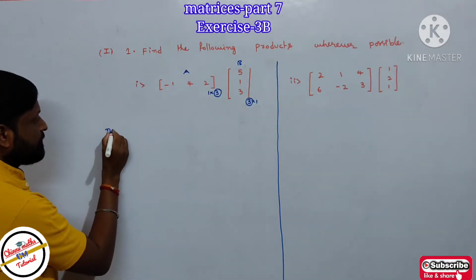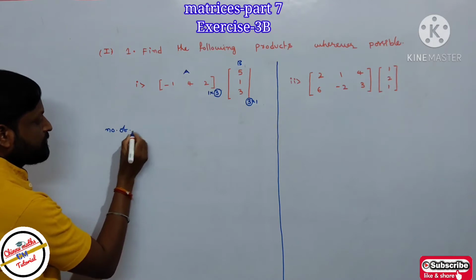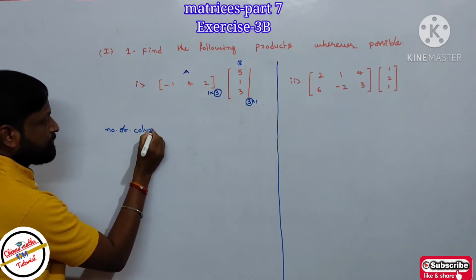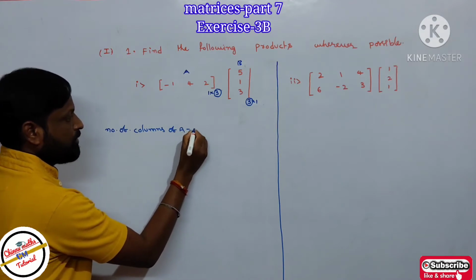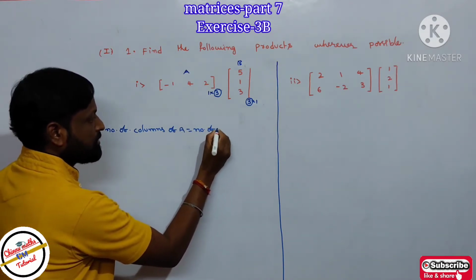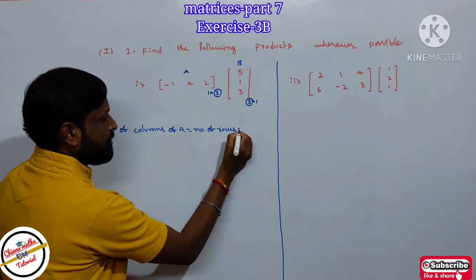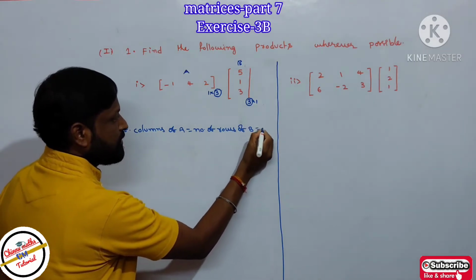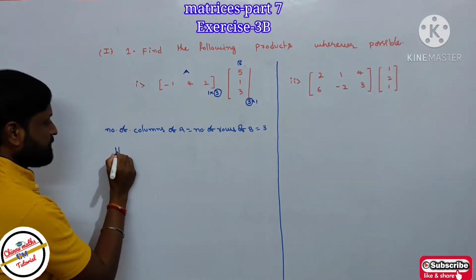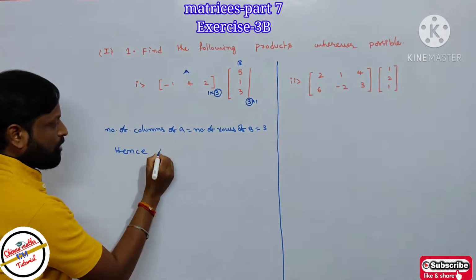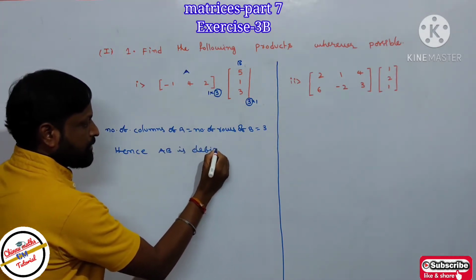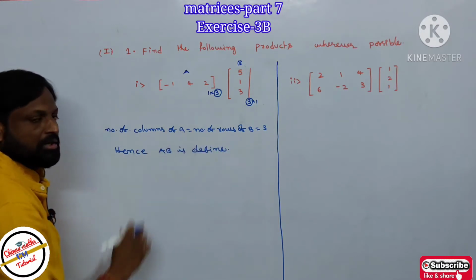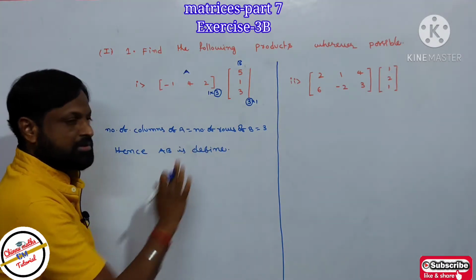So the number of columns of A equals the number of rows of B, which is 3. Hence the product AB is defined. It is the condition. Suppose both are not equal, then the product AB is not defined.